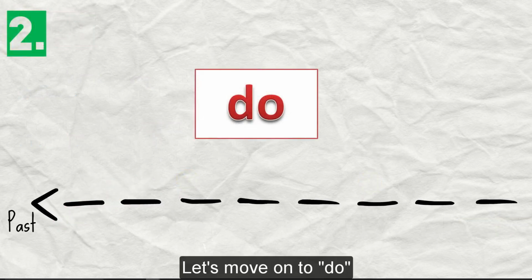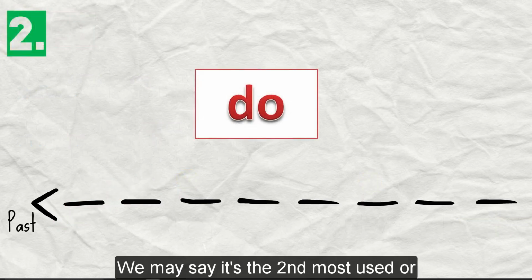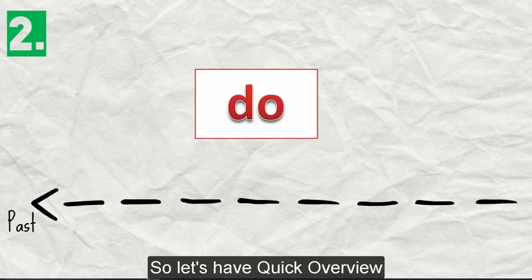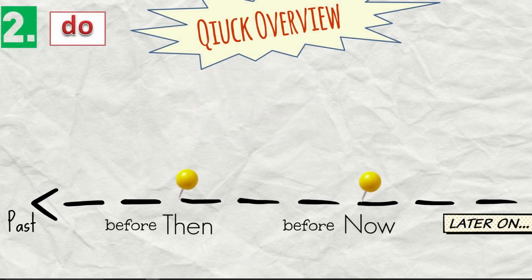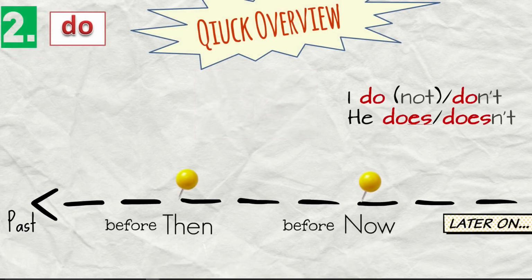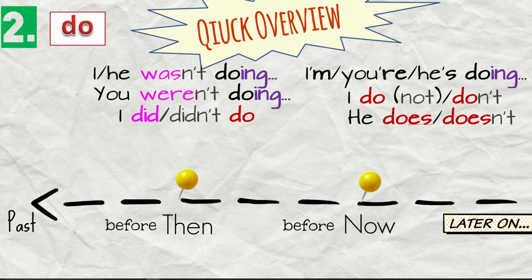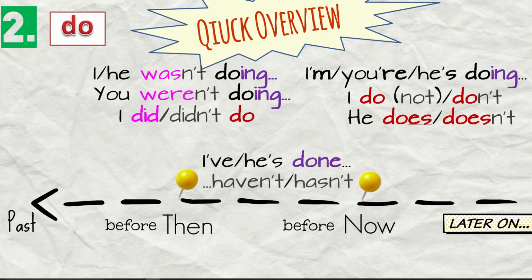Let's move on to do. We may say it's the second most used or the most important verb in the English language. So let's have a quick overview. So for example, we'll say I do or I don't, he does, he doesn't, I'm doing, you're doing, he's doing, I did or didn't do, I was doing or you were doing, or the negative, I wasn't, you weren't doing.